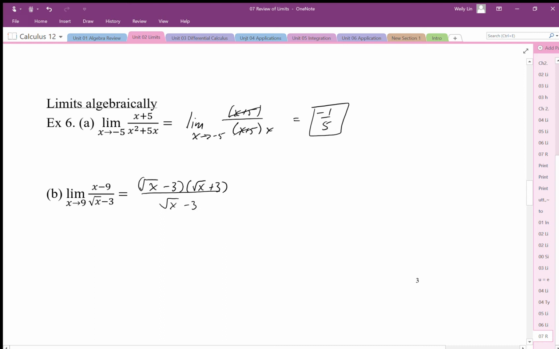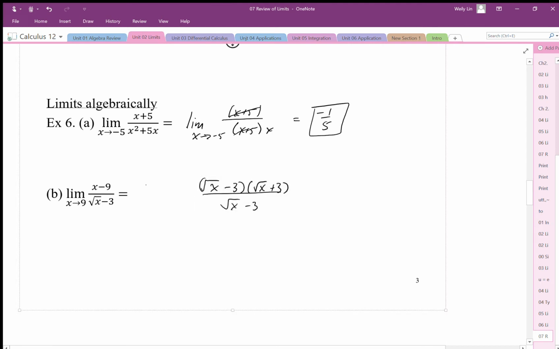And so we can do the limit of this because we can actually get rid of that divide by 0. So now I have the limit as x approaches 9. I can cancel those out. Now I can resolve this limit. I end up with square root 9 plus 3. That works out to be, the limit is 6.